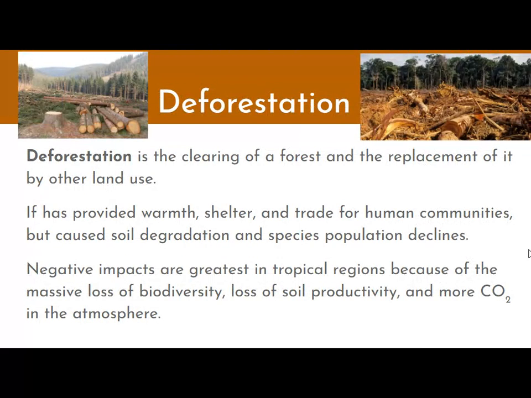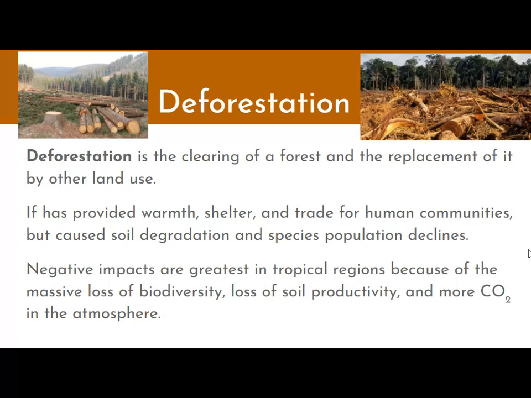So deforestation is just the clearing of a forest and using that land for something else. A lot of the time it is things like farmland or a city. So taking an existing forest, realizing that we need to start growing more food because we need food to feed people or raise animals, people cut down forests and then use that land for other reasons.